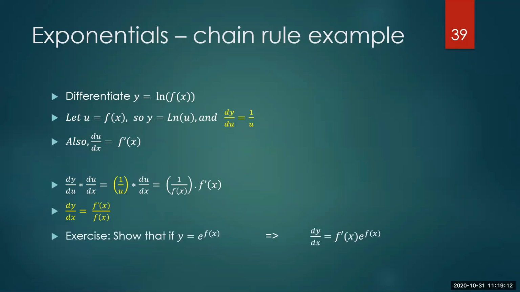So dy/dx is equal to f'(x) over f(x), as we have already seen. An exercise for yourselves then is, if y is equal to e to the power of f(x), can you show that dy/dx is equal to f'(x) multiplied by e to the power of f(x)? I'll leave that up for a couple of seconds if you want to write that down and make a note of it and try it later on yourself. Okay, let's move on.